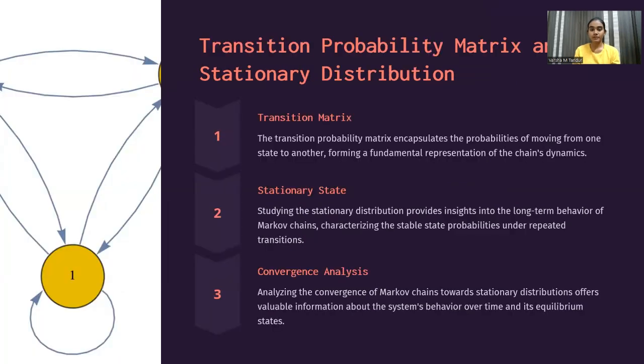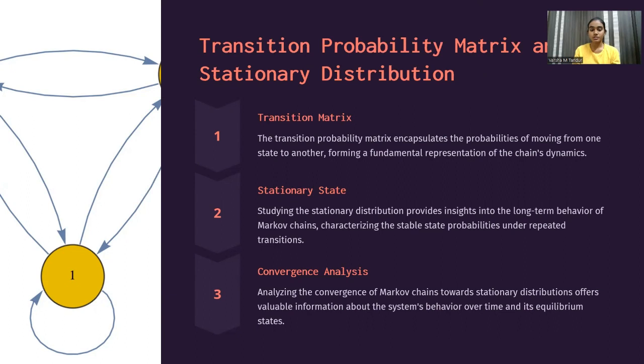Transition probability matrix and stationary distribution. The transition matrix encapsulates the probabilities of moving from one state to another, forming a fundamental representation of the chain's dynamics. Stationary state.